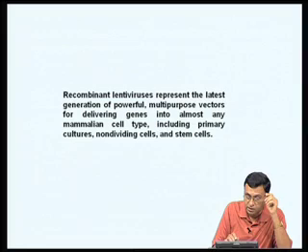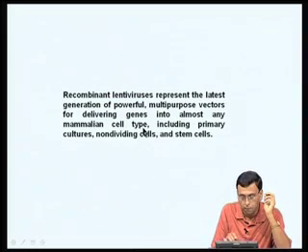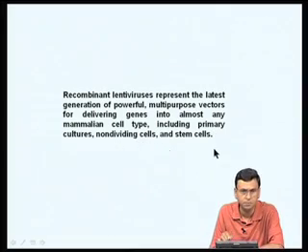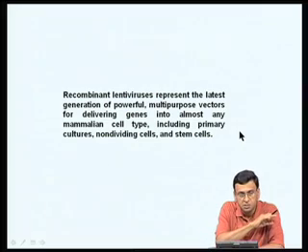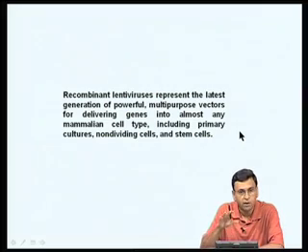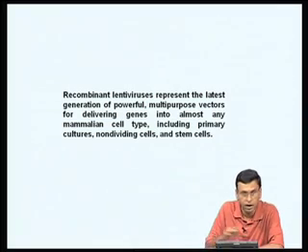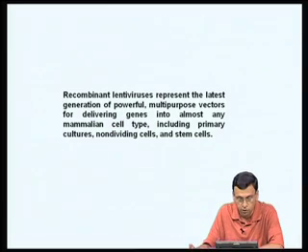The recombinant lentivirus represent the latest generation of powerful multi-purpose vectors for delivering genes into almost any mammalian cell types, including primary cultures, non-dividing cells and stem cells. Among all the expression systems we have studied so far, the lentivirus have become the most popular and most widely used mammalian expression systems as I speak today. And they are the most efficient of all the types that we have studied so far.